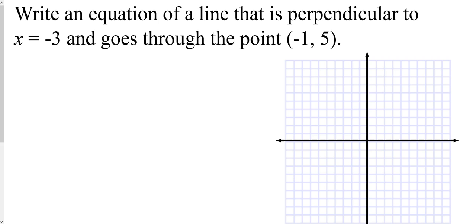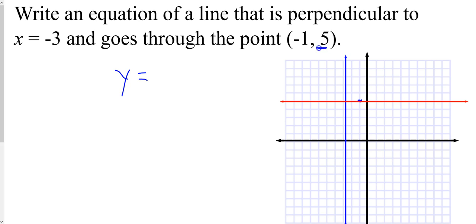Write an equation of a line that is perpendicular to x equals -3 and goes through the point -1, 5. So let's graph x equals -3. So x equals -3, remember, is a vertical line here at -3. Well, perpendicular to a vertical line is a horizontal line, so that makes a right angle with it. So I've got a horizontal line, so horizontal HOY is y equals a number, and in my equation the y value is 5. So y equals 5 is my answer.